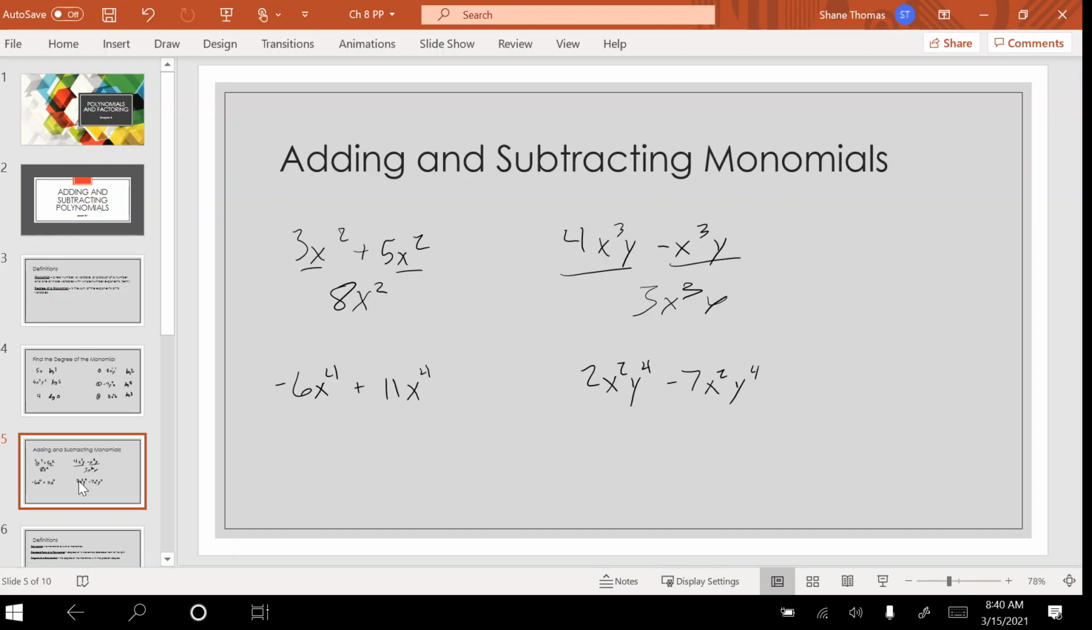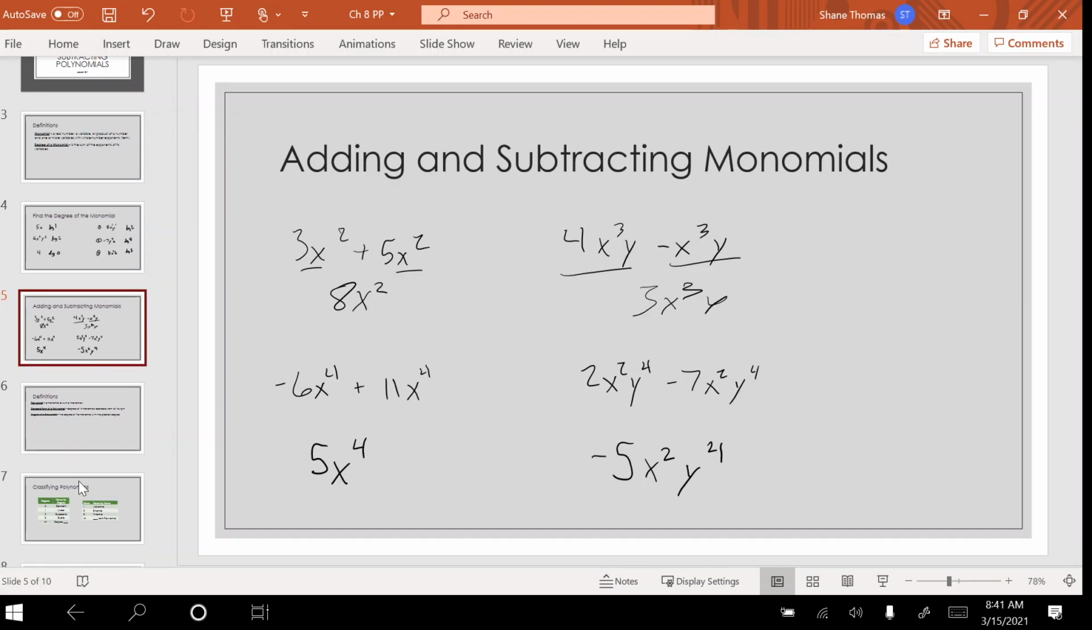So, what's number 3? 5x to the fourth. No, 11's bigger than 6. Same signs add, different signs subtract, take the sign of the larger. Okay, Russell, number 4, what do you got? -5? Okay, that's what I thought you said. Guys, all it is, coefficients. Combine the coefficients, that's it.